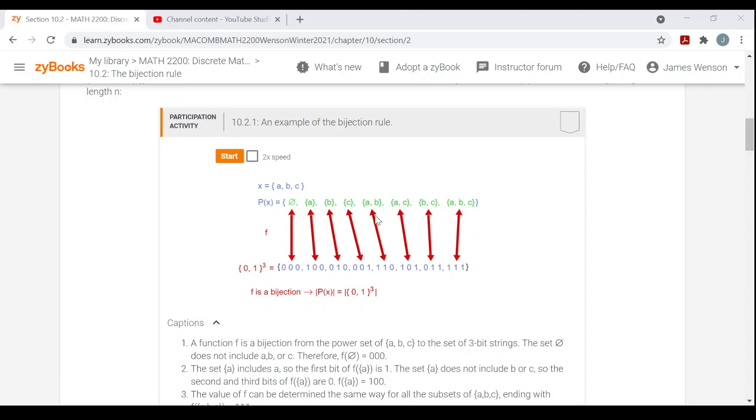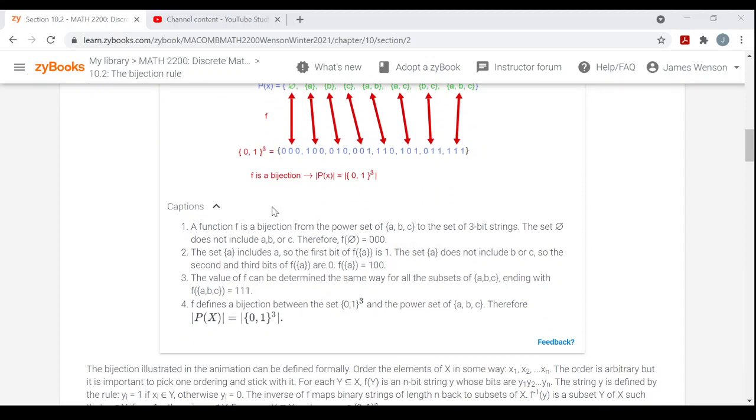1, 1, 0 for the set with A and B. 1, 0, 1 for the set with A and C. 0, 1, 1 for the set with B and C. And 1, 1, 1 for the set with all three of them. The whole set itself is a subset. So the cardinality of this set of binary strings is 2 to the third, which would mean that's the cardinality of the power set, 2 to the third.